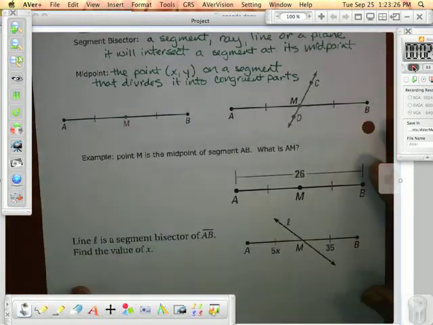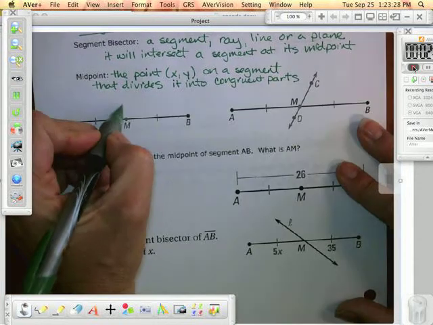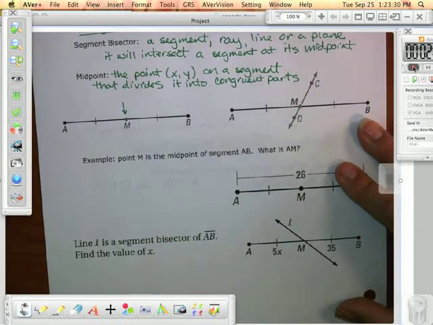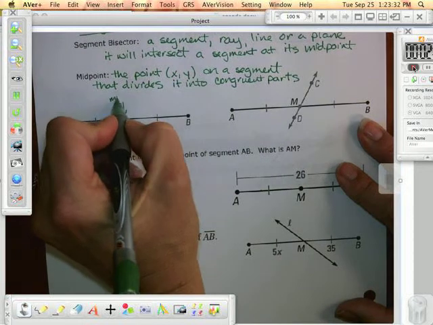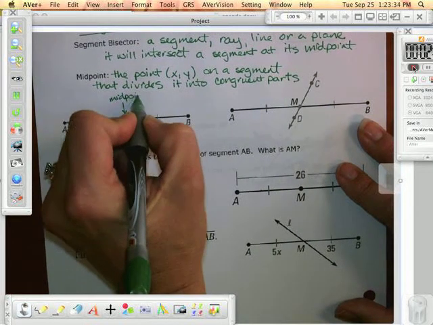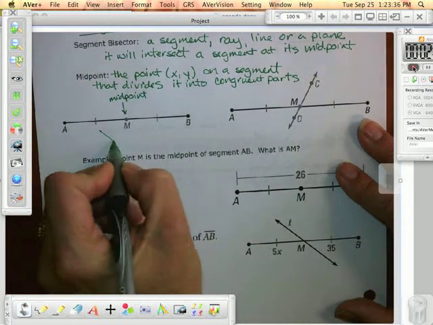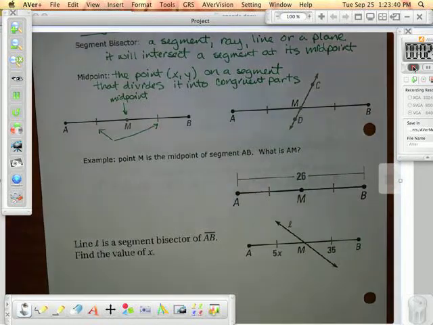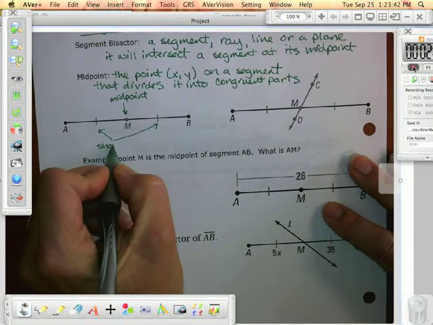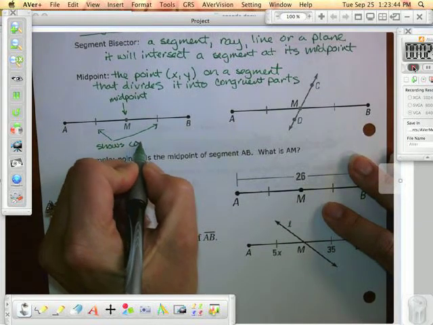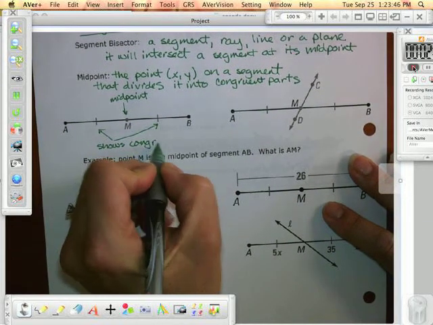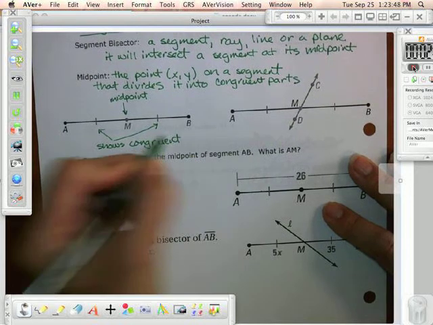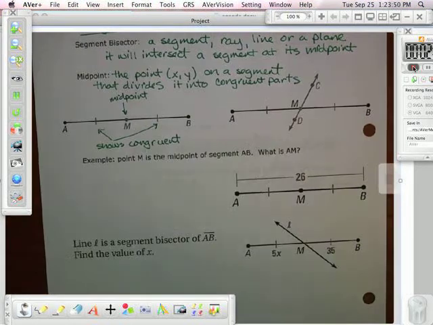So, you have a segment here. What do you think the M stands for? Midpoint. What do these two little dashes make? What do they represent? Yeah, it shows congruence. Or it shows congruent, how you want to write it. When they have those little slash marks.